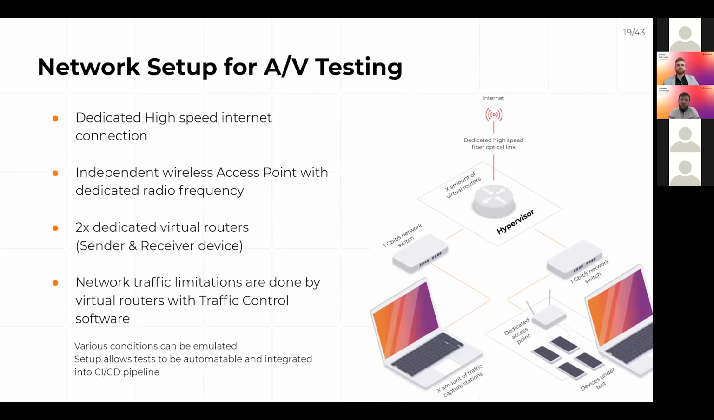And what we have done in TestDevLab to overcome those, we have used a dedicated internet connection and dedicated access points for that. We monitor our network traffic to ensure that all components in the infrastructure work as intended. We also monitor radio frequencies in our offices. And for traffic limitation, we use traffic control software. And in our setup, various conditions can be emulated. We can emulate low bandwidth, packet loss, delay, packet reordering, and more, all at the same time.